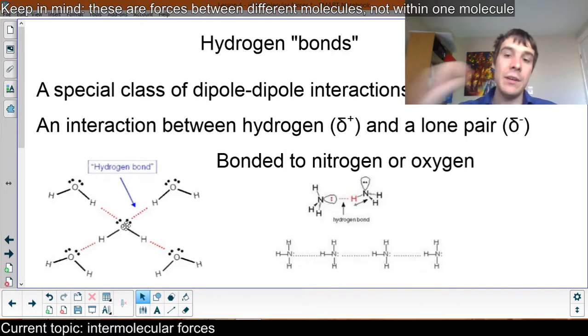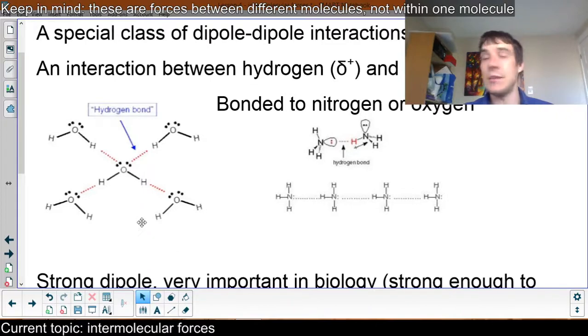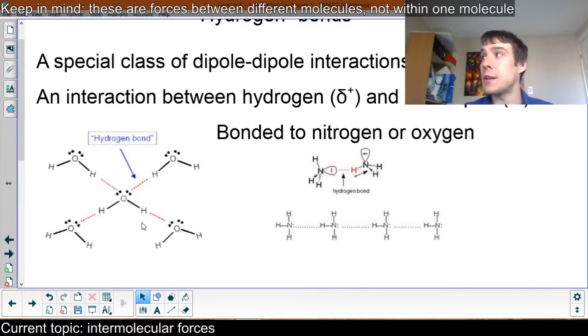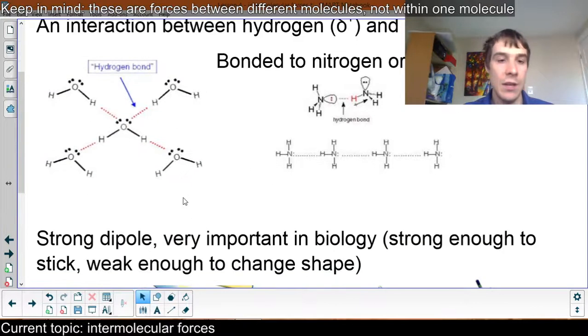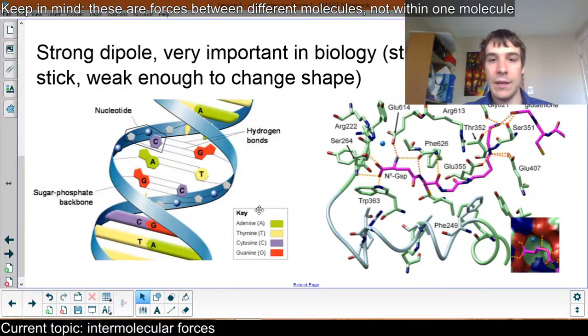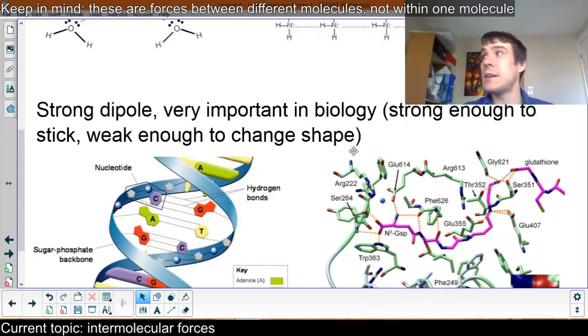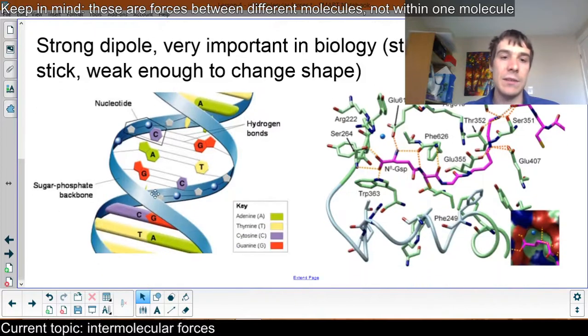A lot of biological interactions happen because of hydrogen bonding. If you've taken grade 12 biology, they talk your ear off about hydrogen bonding. So you can have it with oxygen and hydrogen, you can have it with nitrogen and hydrogen, you can have it with all kinds of things. It's very important in biology because this is kind of like the magnet of biology. It's a strong enough bond to stick together to make things hold in shape, like the folds of your proteins and the twist of your DNA and stuff like that.